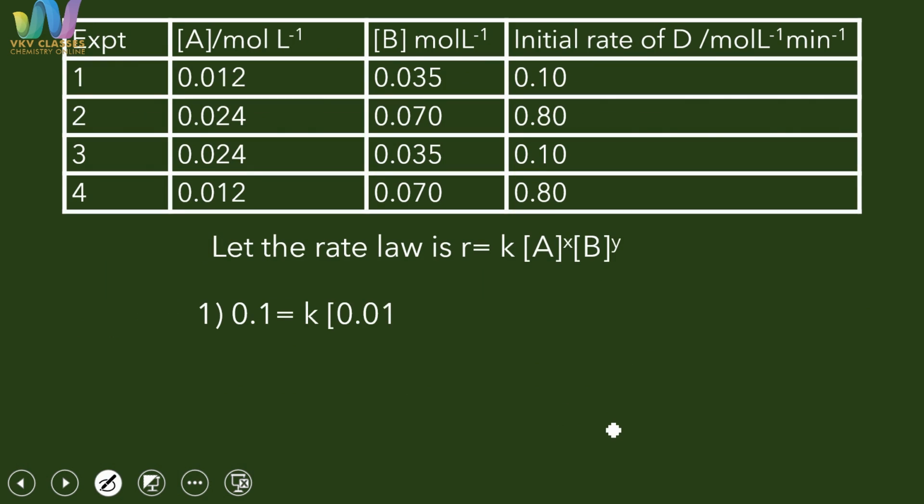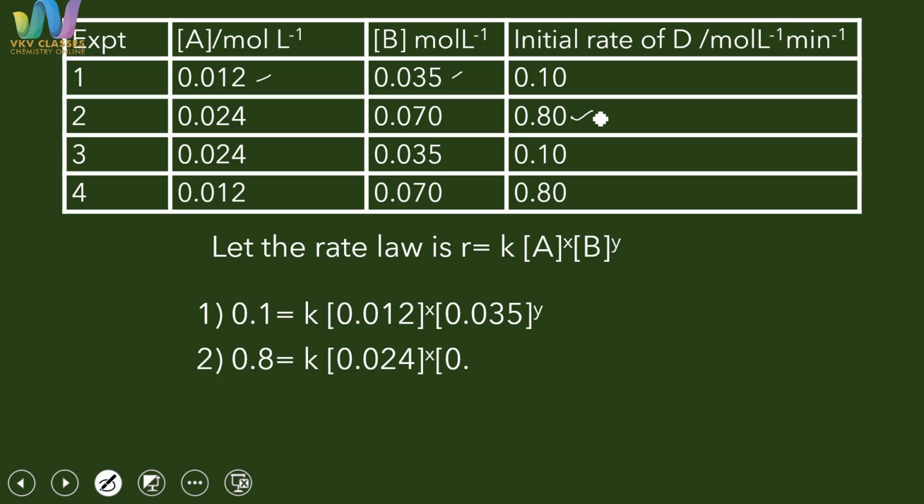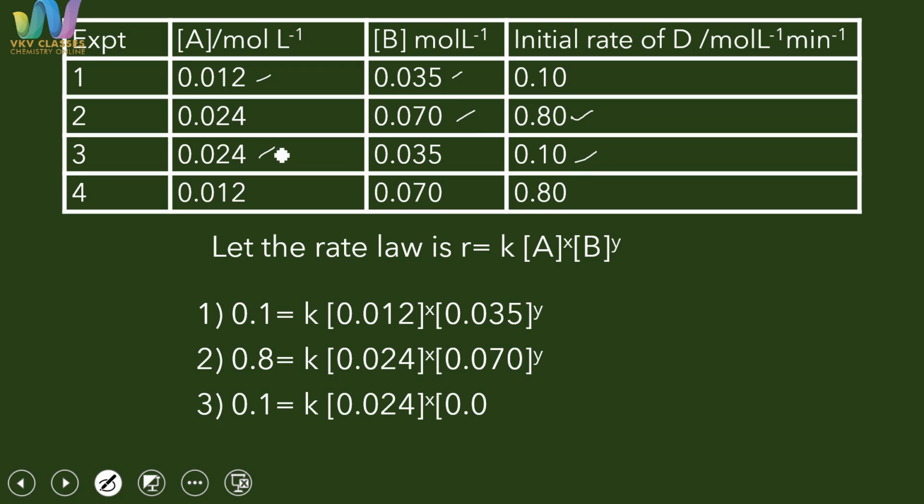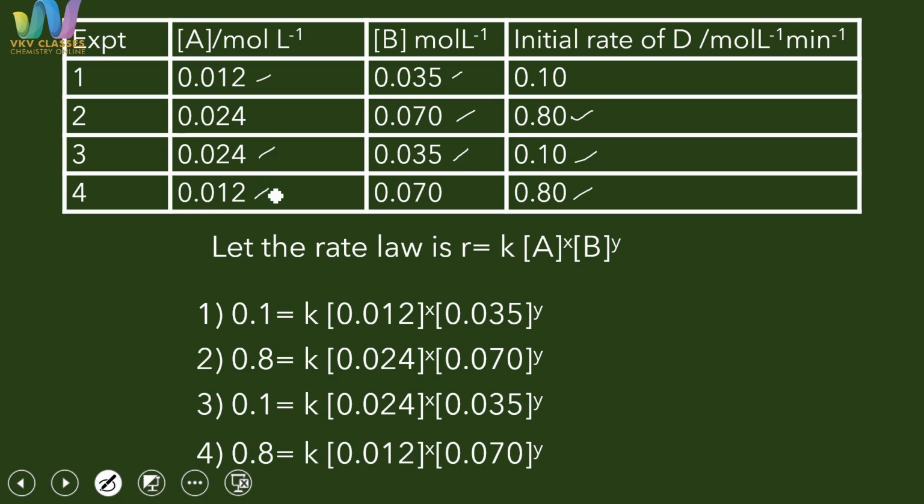The first one is rate 0.1 is equal to K into 0.012 power X into 0.035 power Y. Second is the rate is 0.8. So 0.8 equal to K into 0.024 power X into 0.070 power Y. Third, 0.1. So 0.1 is equal to K into 0.024 power X into 0.035 power Y. Fourth one is rate is 0.8. So 0.8 equal to K into 0.012 power X into 0.070 power Y.